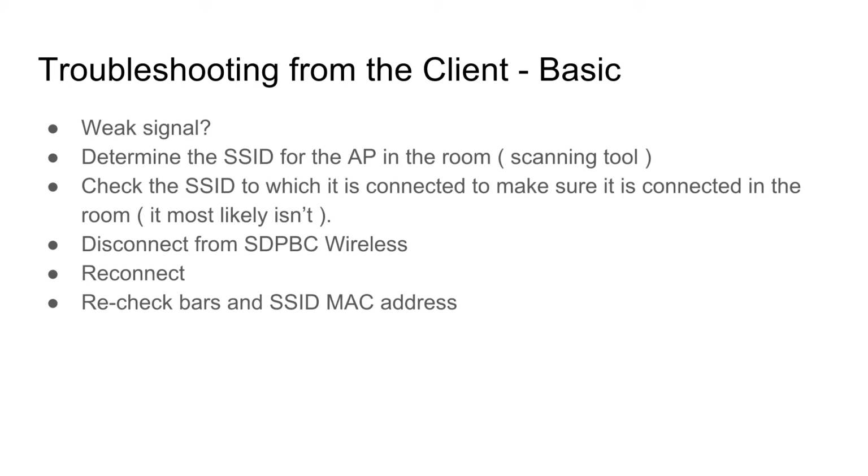Now, if you don't want to do any analysis, then what you simply do is you click on the wireless icon, you go up to where it says SDPPC wireless and it shows it's connected, you click on that and then you disconnect, and then you're going to reconnect. And most of the time that will solve the problem. It will reconnect and hopefully select the access point in the room and reconnect to that access point with a decent number of bars.